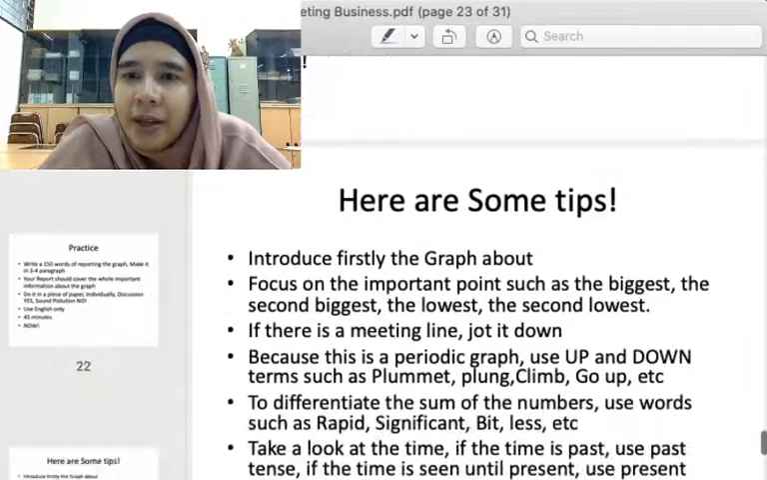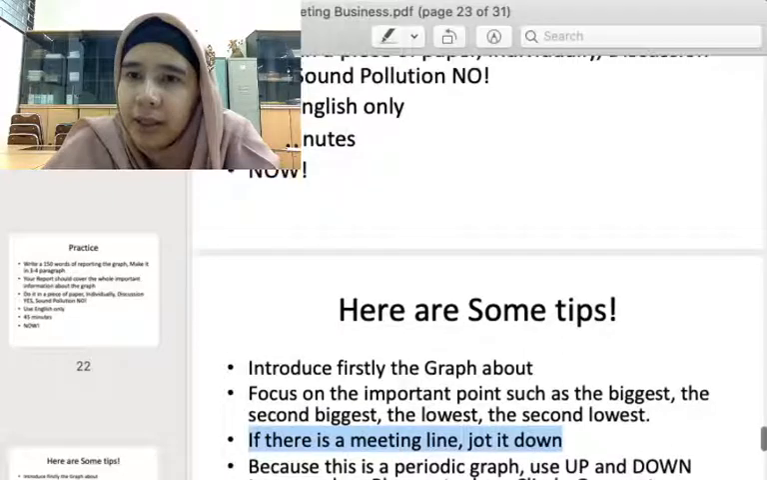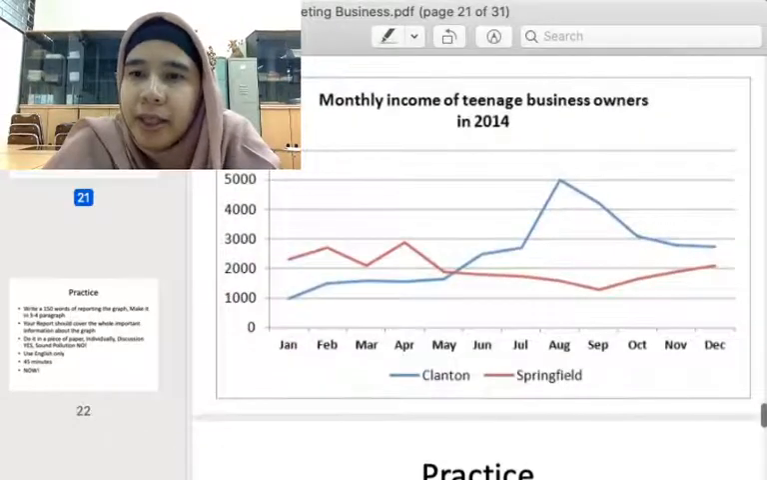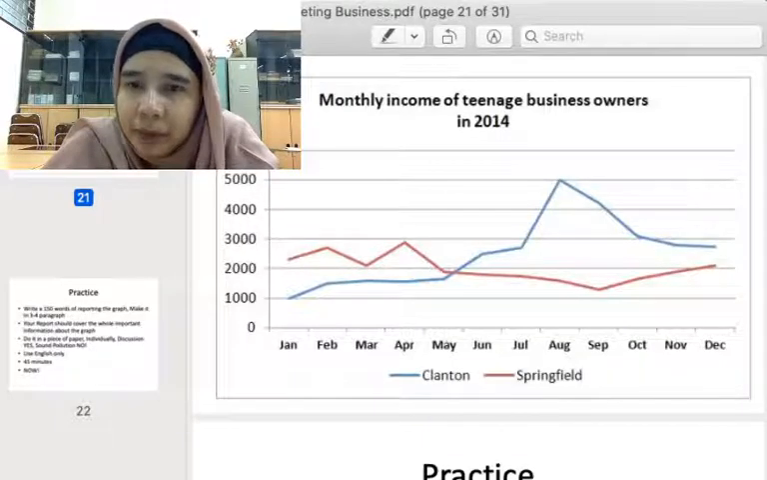Okay. Next, if there is a meeting line, jot down. Tolong tulis setiap meeting line. Meeting line-nya di mana sih? Oh, di sini nih. In May. Okay. In May, they met. The line-nya berapa? Apakah 2,000 ataukah sekitar 1,000-an?